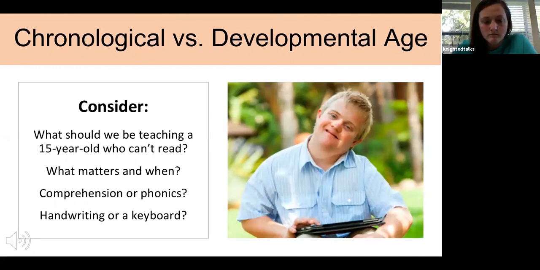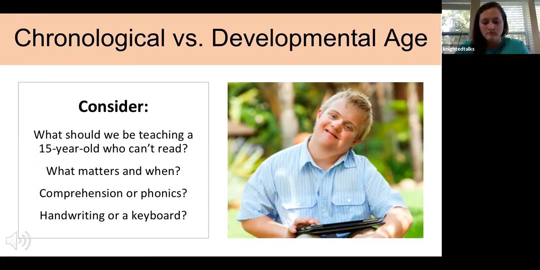Before we move forward with discussing specific strategies to use with your students and patients, let's consider the child's chronological versus developmental age. That's just a really fancy way of saying chronologically, from their birthday, how old are they? So let's look at this picture of the child on the right. Let's say chronologically he is 15 years old. And where is he developmentally?